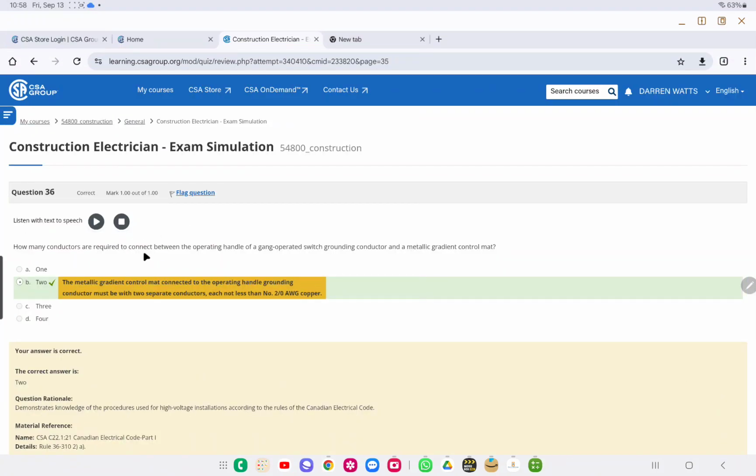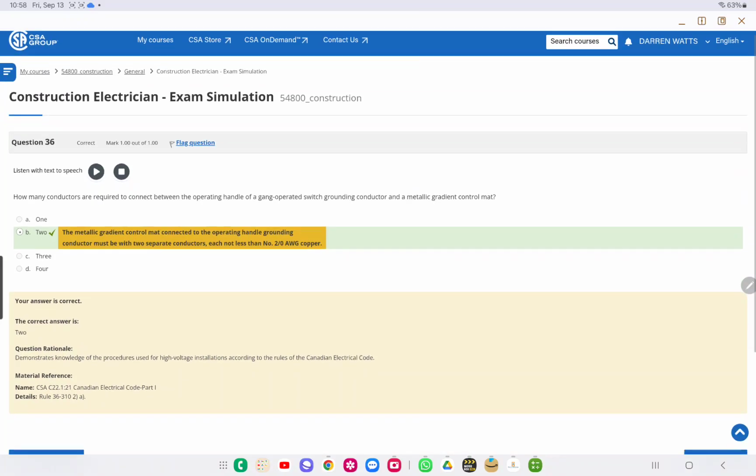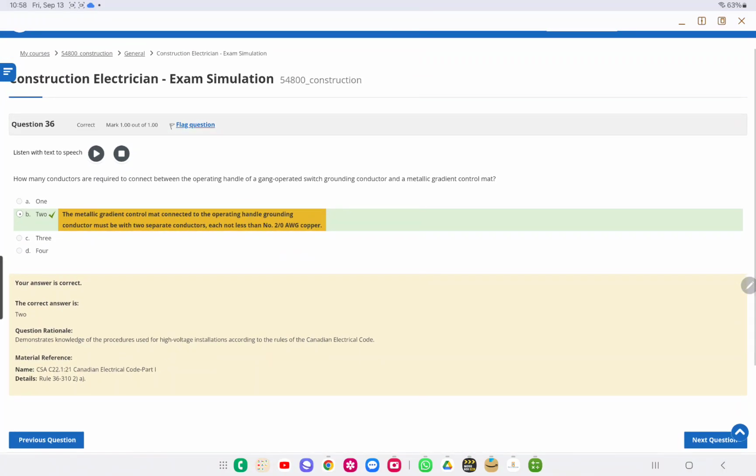How many conductors are required to connect between the operating handle of a gang-operated switch, grounding conductor, and a metallic gradient control mat? I'm pretty sure that this is found in section 36. Section 36 is high voltage. I'll tell you exactly what they call it in the code.